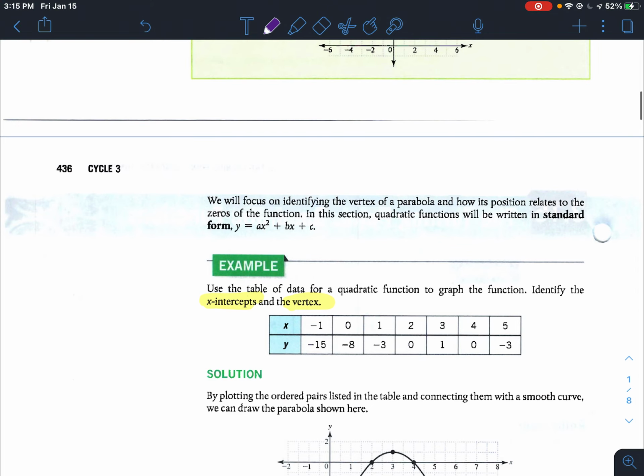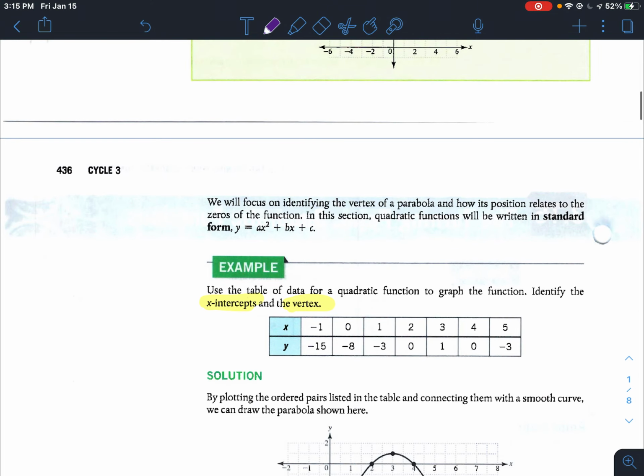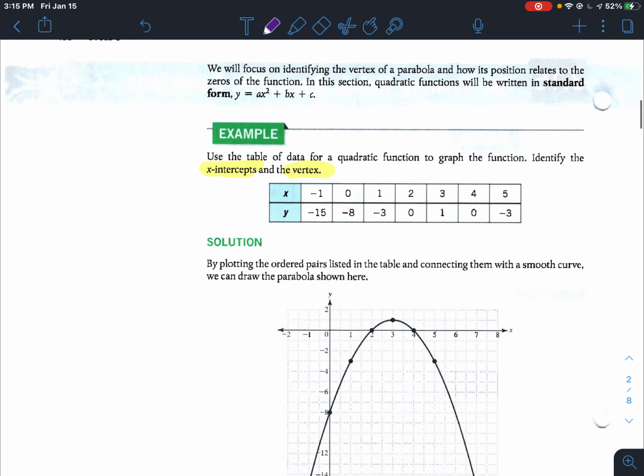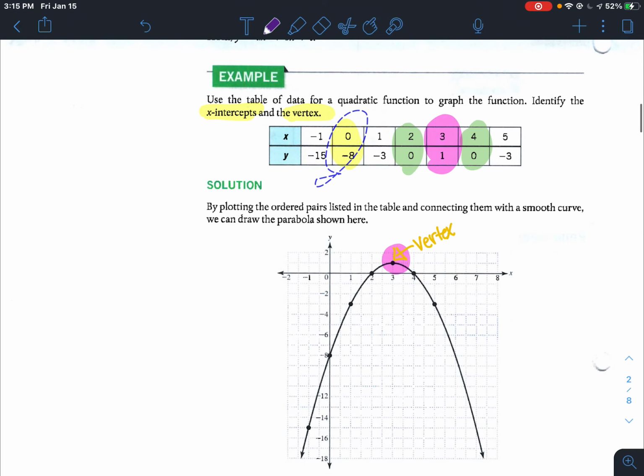Example, use the table for a quadratic function to graph the function. Usually I don't go over examples, but I did want to go over this one because I think quadratics are something that we all struggle with, or at least we did last year. So identify x-intercepts and the vertex. So where do I cross the x-axis? Oh, okay. Here are my points. Okay, vertex right there at the very top.